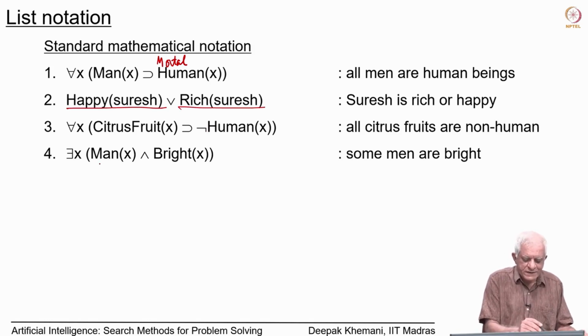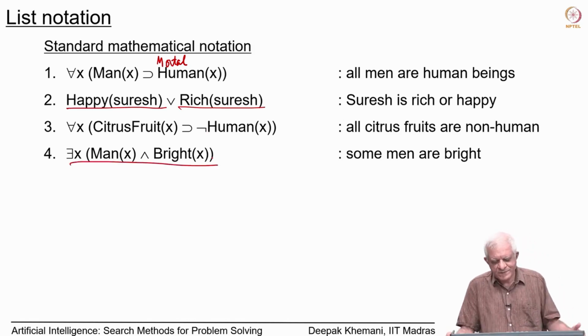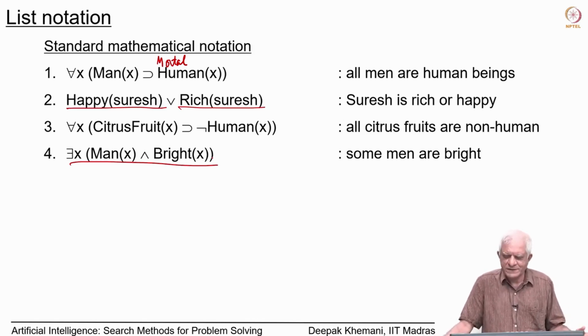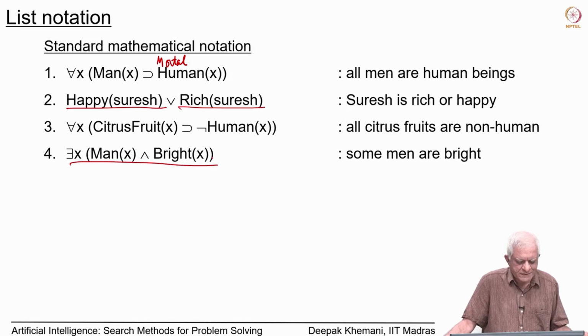And the fourth one says that some men are bright, which logically speaking says there exists an x such that x is bright and x is a man. So, the difference between all men are bright and some men are bright is denoted differently, and maybe you should pay some attention to that.